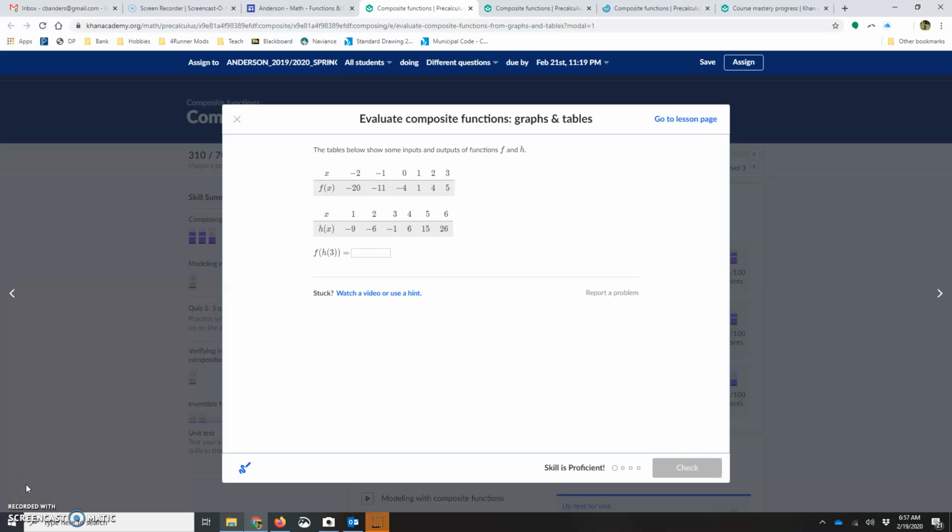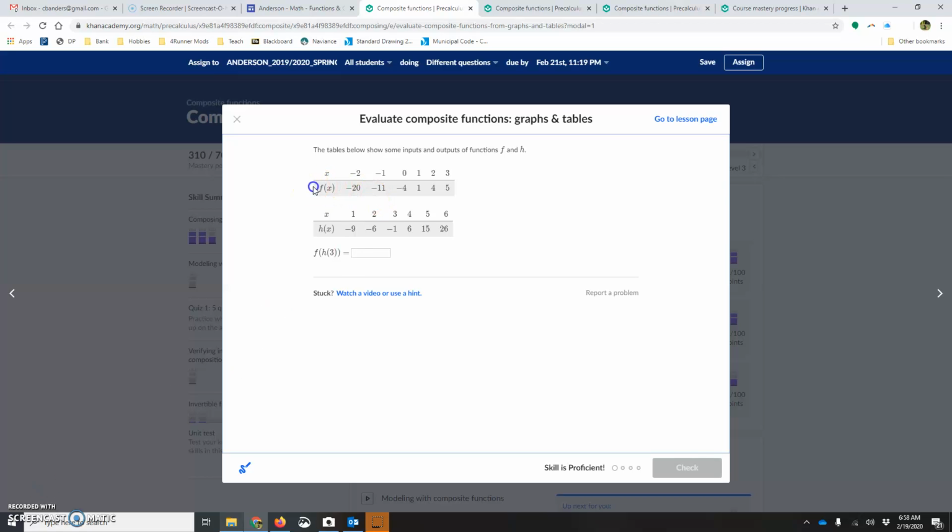All right, evaluate composite function tables. So this one's a little bit easier than the last one, I think, because you don't have to do the math. You just have to know the concept behind it. So the tables below show some inputs and outputs. Input is always what you put in, the x. Output is the y of functions f and h.